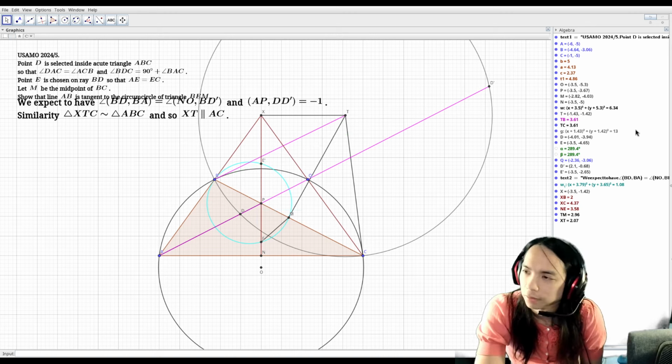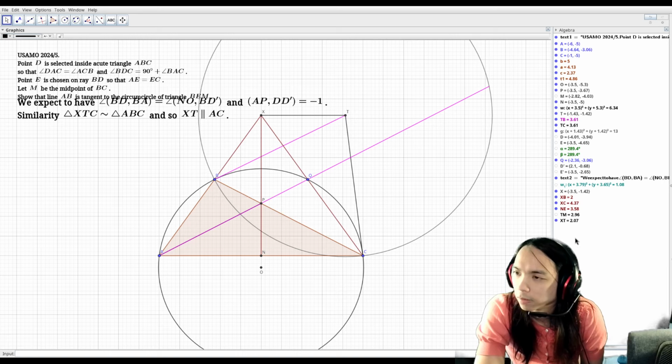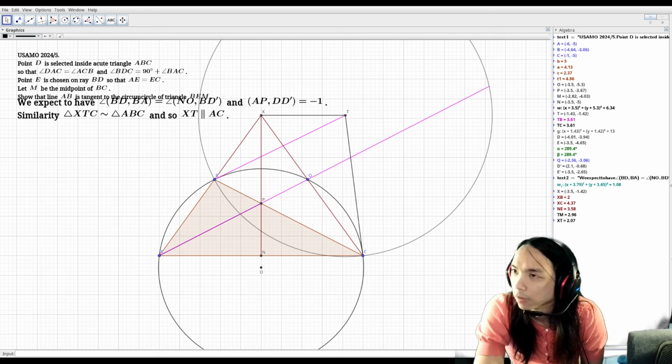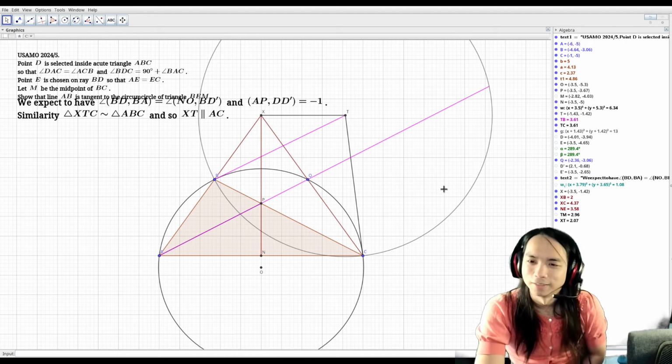And so I can hide D and D prime for now. So I'm just gonna focus on proving the thing that I said, because this is how I think I need this to break in. What is this again? This is EM. I feel like a bunch of objects are missing from my algebra view. Okay, so this is the whole diagram.